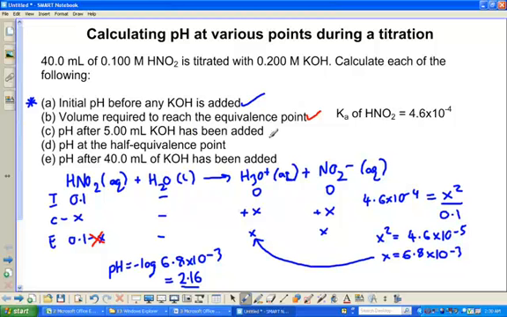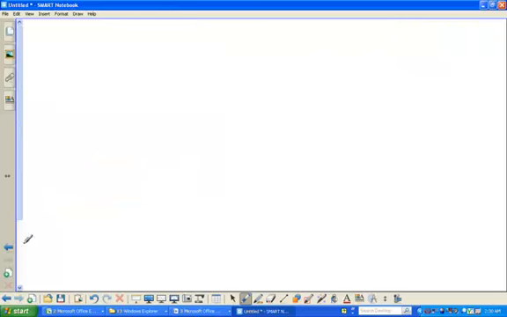So the best way to go about a question like this is to construct some sort of table so you can figure out exactly what's present, what's been used up, and what's left after the base has been added. So let me show you what I mean. So this is part C. We have to figure out the pH of our solution after 5 mL of KOH has been added. Okay.